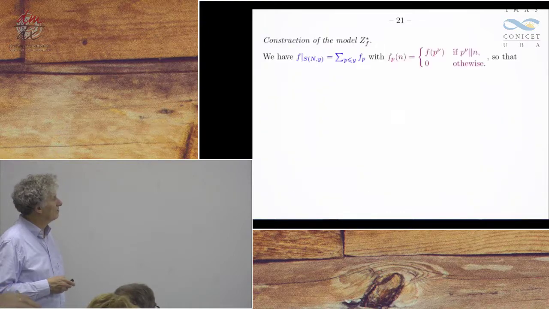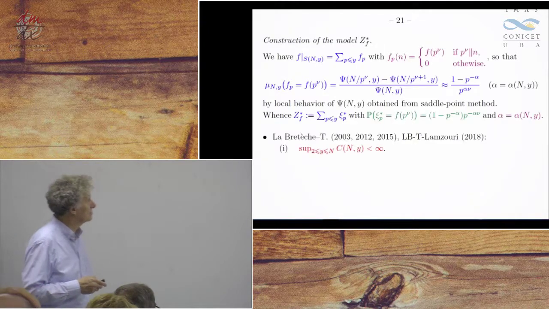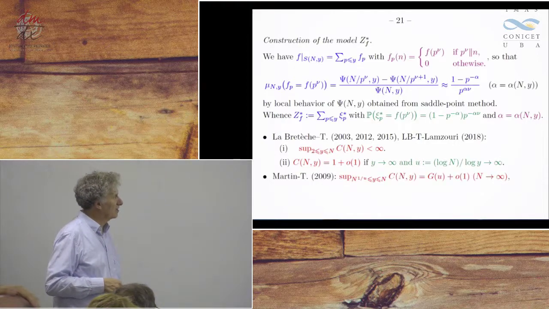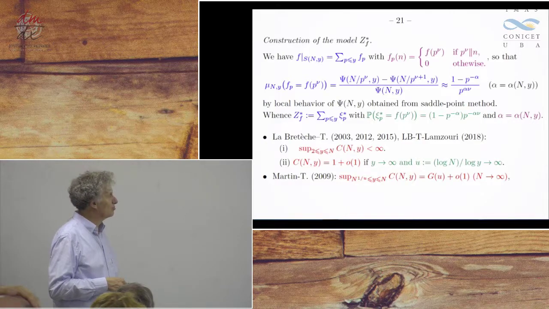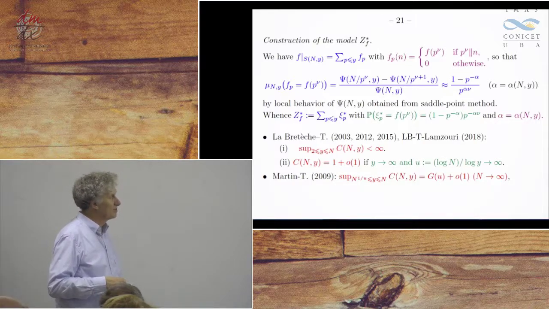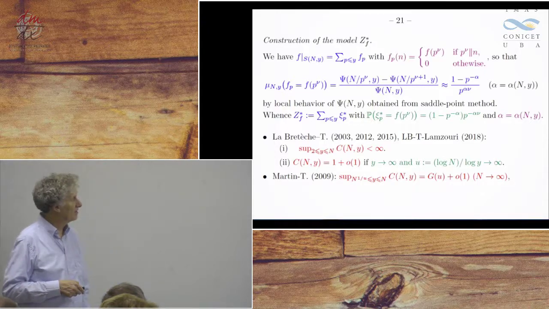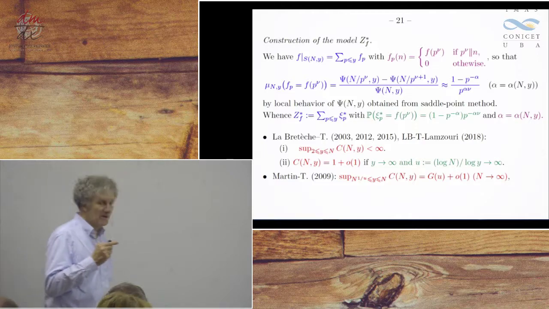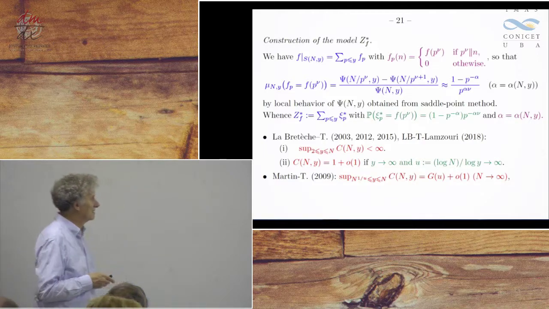Let's say that the answer will be yes. The supremum is finite, and you get here something which matches the Kubilius model. If y tends to infinity and u tends to infinity, then the constant in the Turan-Kubilius inequality will tend to 1 now. So it matches completely probability theory.